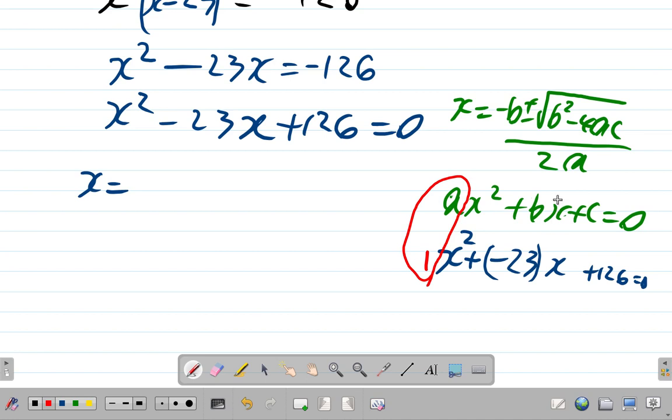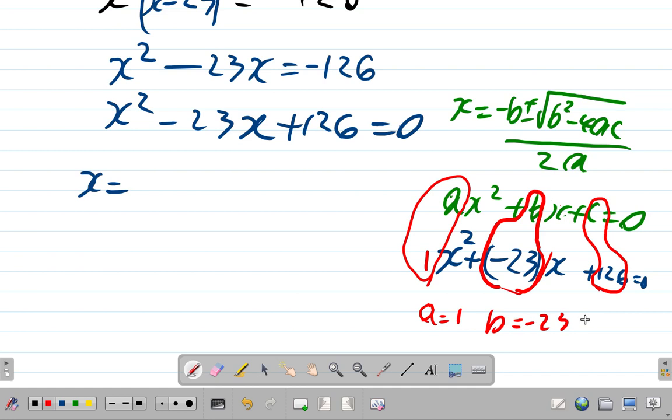What is b? B is the number that multiplies x. Up here we have bx, down here we have negative 23x. So b must be negative 23. I almost said negative 23x. B is negative 23 and c is 126. So we know that a is 1, b is negative 23, c is 126.